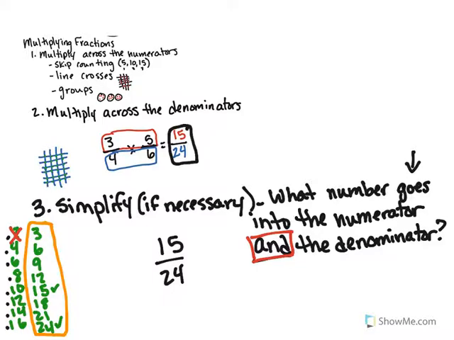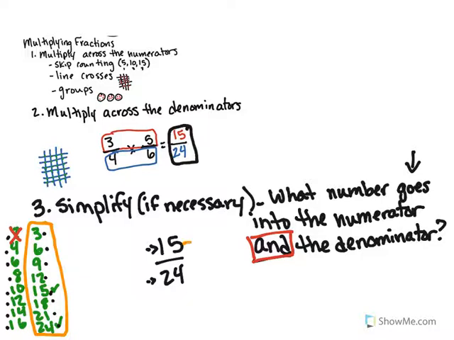Then I'll go to 3's. 3, 6, 9, 12, 15. Oh, there's my 15. 18, 21, 24. Oh, there's my 24. 3 goes into 15 and into 24. So 3 would work to help me simplify.